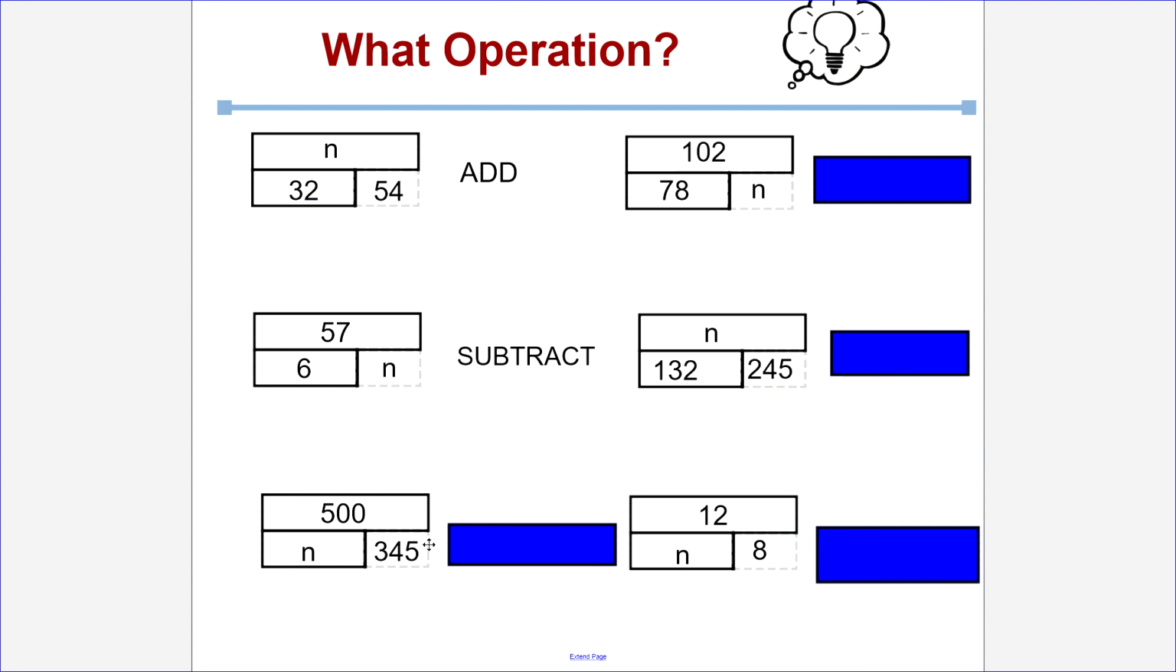And then third grade, look at this tape diagram down here. We know the greater amount and we know the difference. We just don't know the lesser amount. What operation would you use to solve this problem? You're right, we would subtract because the greater amount minus the difference equals the lesser amount.